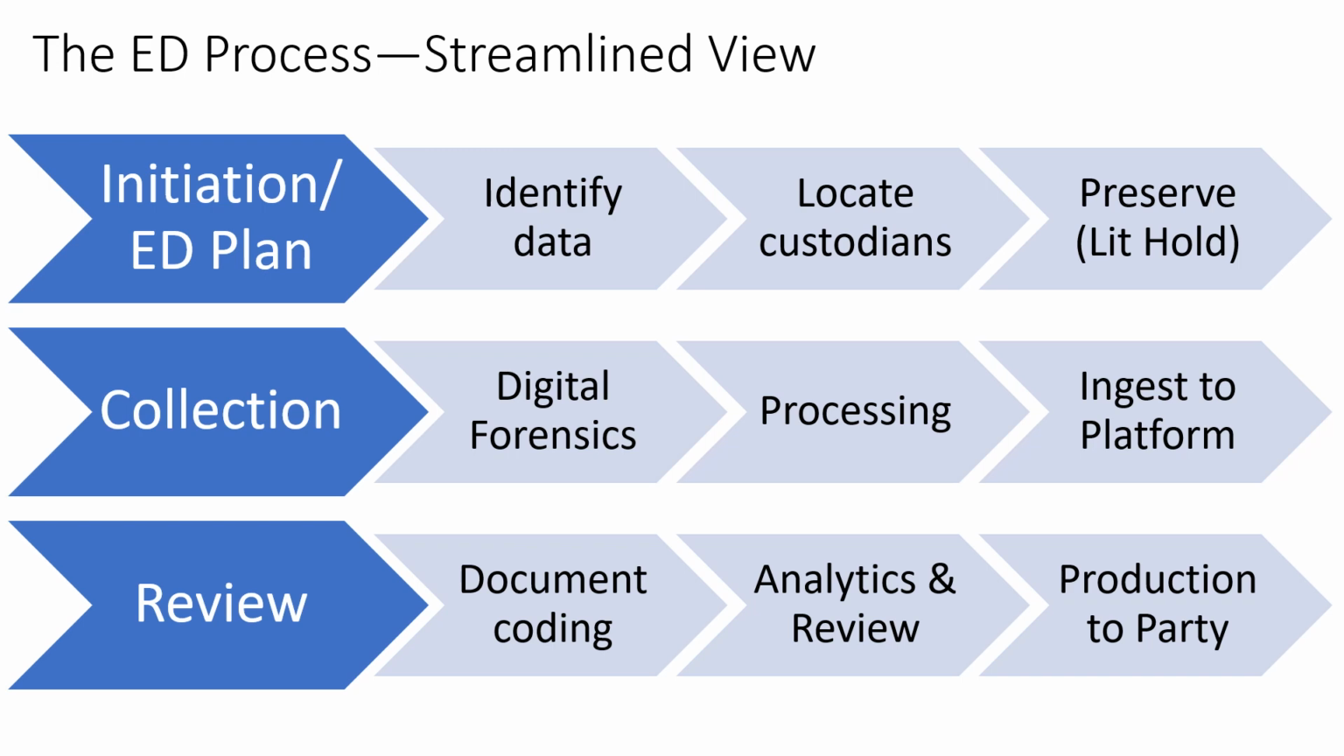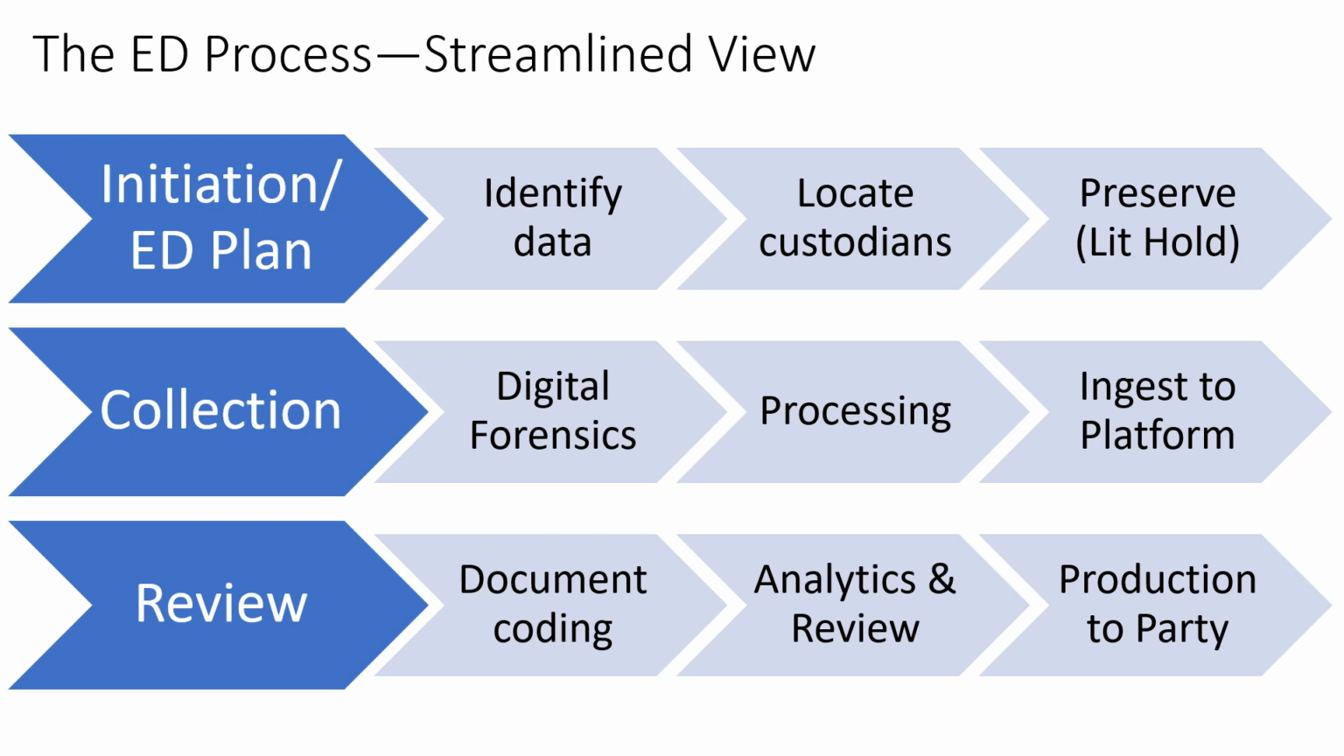So in e-discovery, there are really three key things to think about. First of all is the initiation, or the e-discovery plan. This is where you identify the data, locate the custodians of those records, and move to preserve it. This is often called a litigation hold, or a lit hold. And it's basically saying, hey, this thing is happening. If you have information related to subject X, save it, right? We're going to be coming to get it. The collection can be digital forensics. It can be drag and drop. It can be a lot of different things.